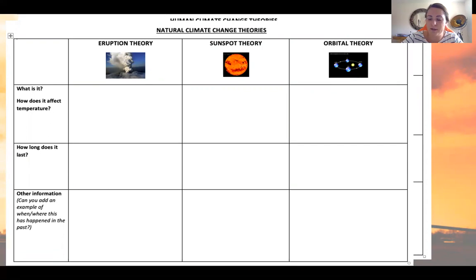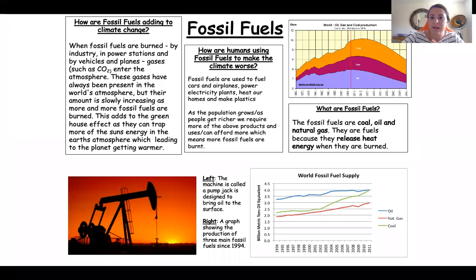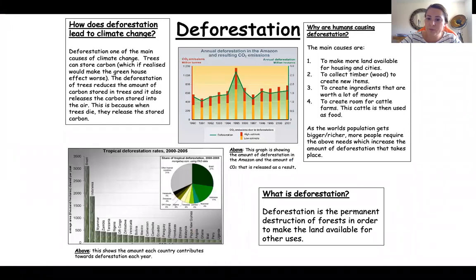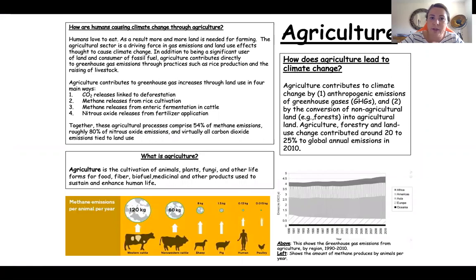So the 2 worksheets. Looking at the info, first of all, starting with human causes. Our first one is fossil fuels. So you can read through the info here, have a look at the graphs as well, fill out your sheet. And then you've got deforestation, exactly the same, reading through the info and filling out your worksheet. And then agriculture. So looking at what it is, how it's causing climate change, and the human impact of that as well. You can use that to fill out your worksheet.